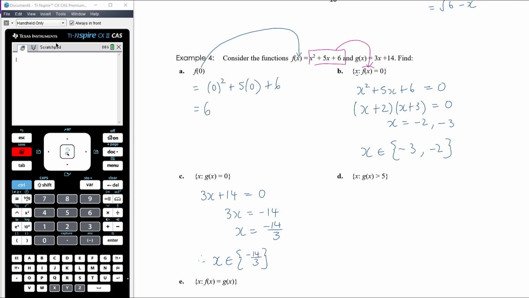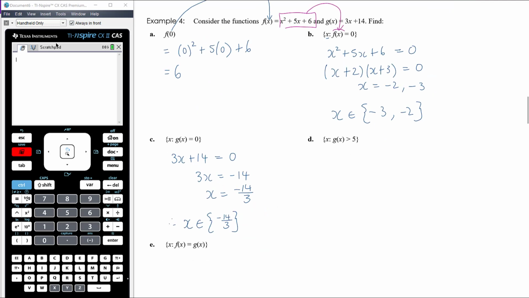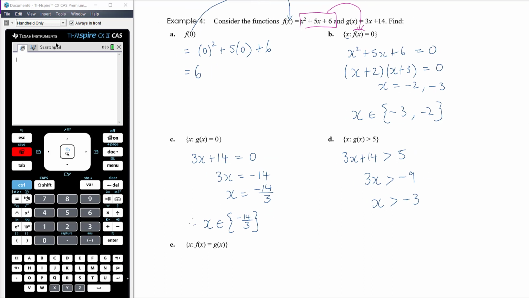Part D, find the set of x values such that g of x is bigger than 5. Again, g of x is equal to 3x plus 14, and we want that to be bigger than 5. So subtracting 14, 3x is bigger than minus 9. Dividing by positive 3, so no need to reverse your inequality, x is bigger than -3. Now this time that's an interval, a range of values, so x is an element of the interval that starts from -3 but doesn't include -3 and goes up to infinity.